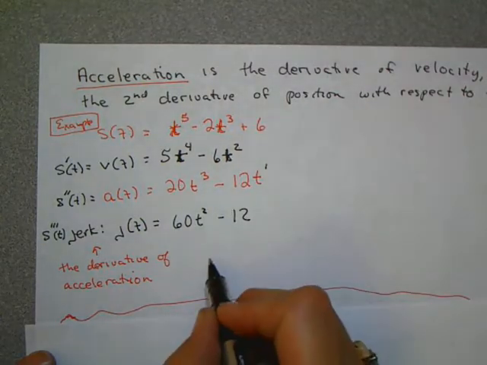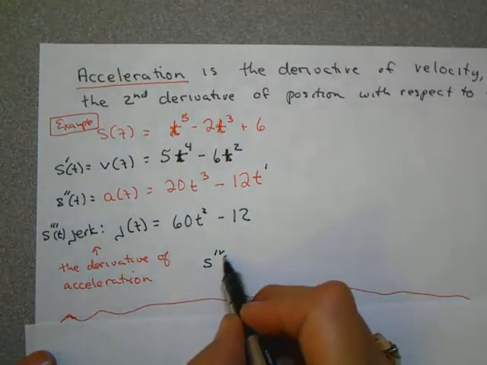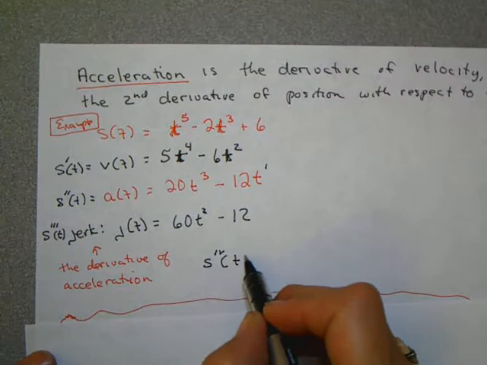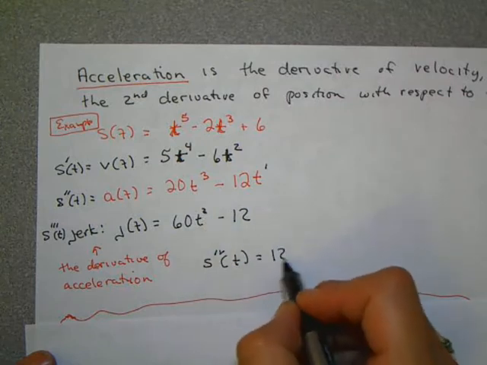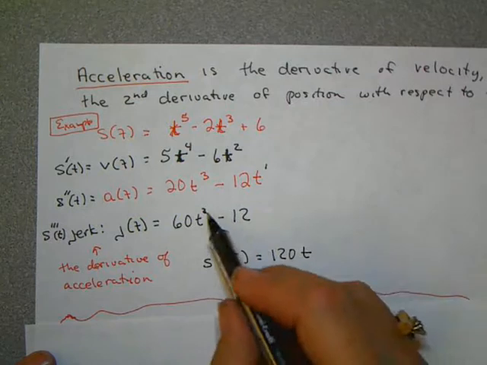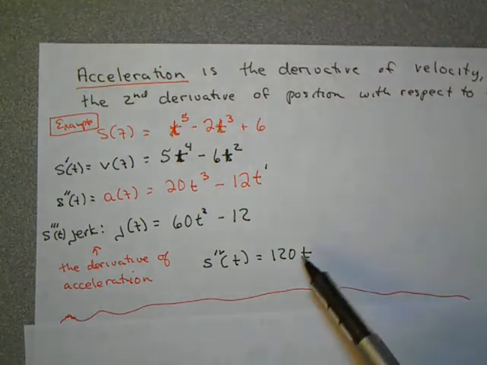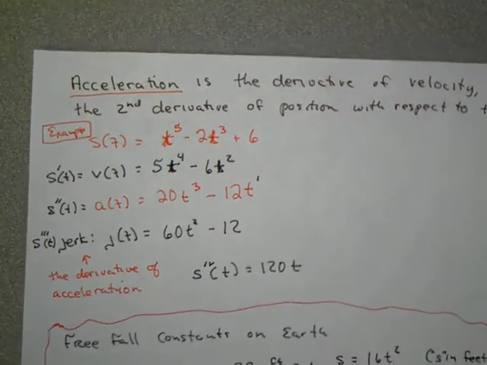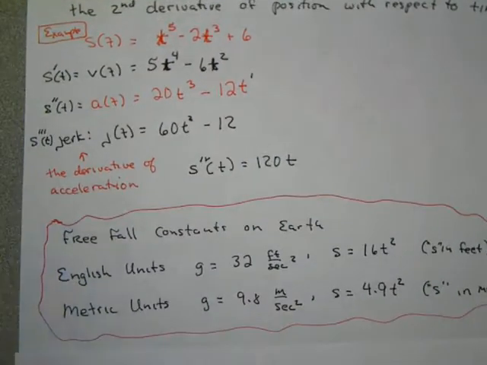And if you did that, what would we get? 2 times 60 is 120 t, 2 minus 1 is 1, and this would be a 0. So you can take as many derivatives as you like, just keep on going down, and you can tell they get increasingly simple. And we're going to look at, speaking of acceleration and position and velocity, some of those types of problems.